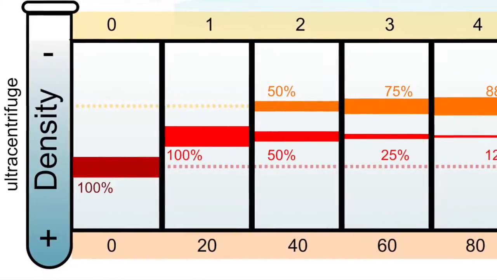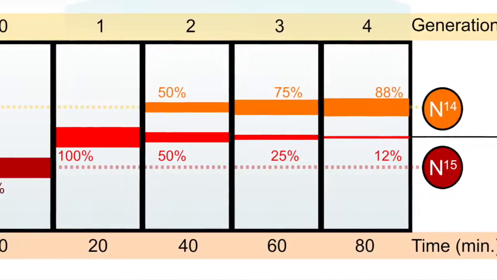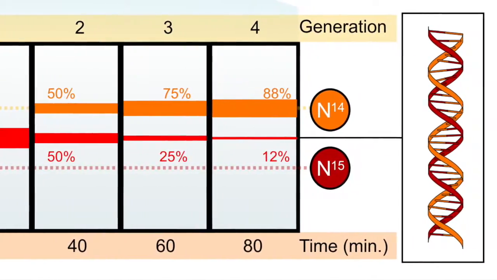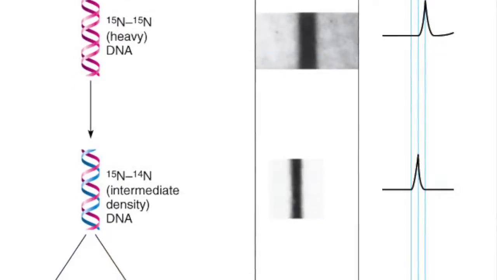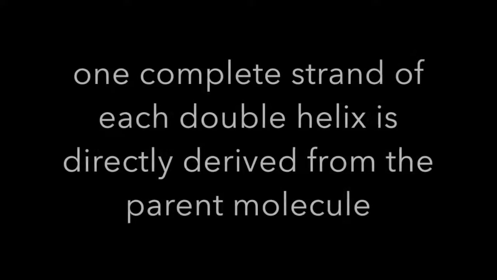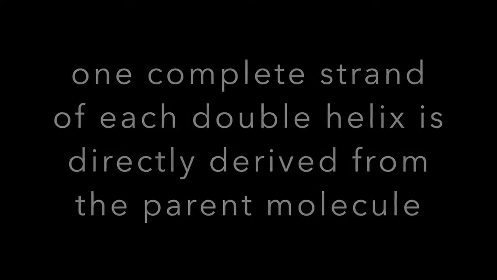The process of centrifugation produced bands of DNA of varying thicknesses at specific density levels, indicating the proportion of N14 to N15 within DNA itself. A pattern emerged from the results, allowing them to suggest that DNA replication is semi-conservative, in which one complete strand of each double helix is derived from the parent molecule.